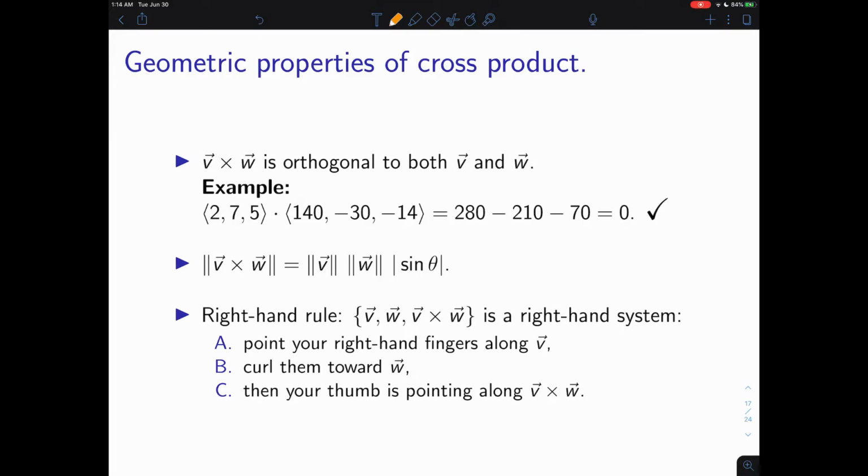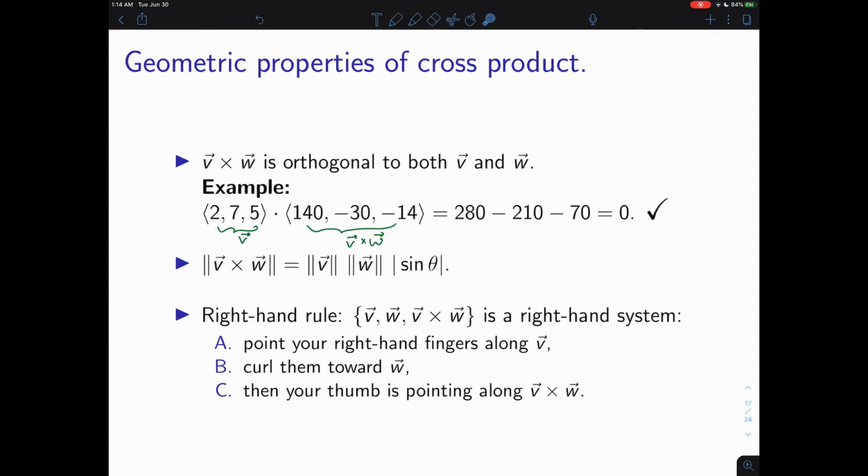We did 2, 7, 5 cross product another vector, and the result we got was this vector here. This was our V, and this was our V cross W. And we can check if they're orthogonal. If you remember how to check orthogonality, you can check it by doing the dot product, and we hope we get 0.